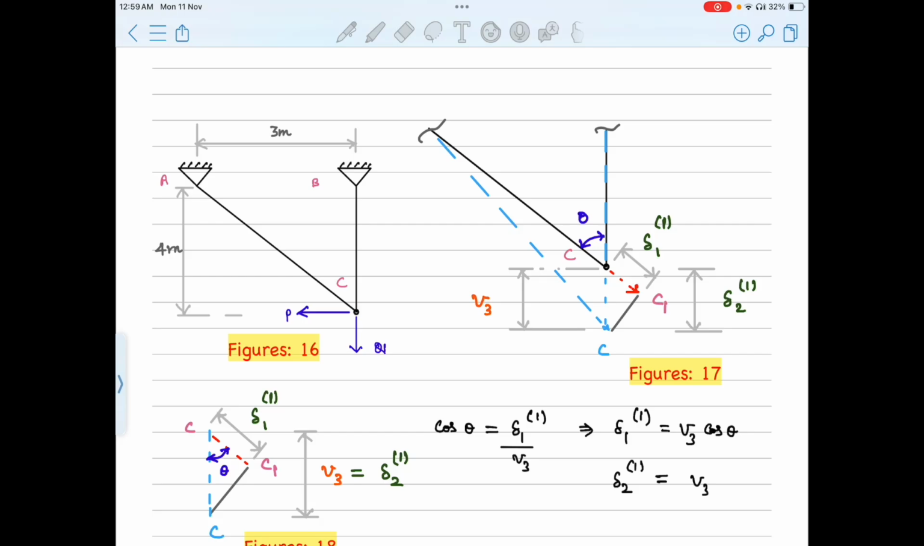Let's apply what we learned a while ago to this problem. Here we are going to decompose the global degrees of freedom, V3 and U3, to implement the compatibility condition. In this context, we are applying only the displacement V3 first.